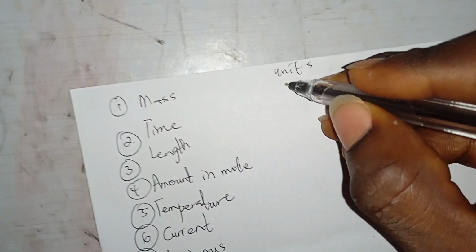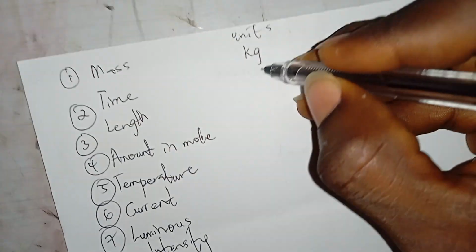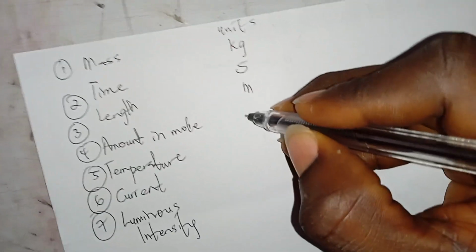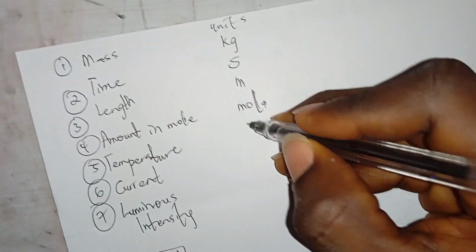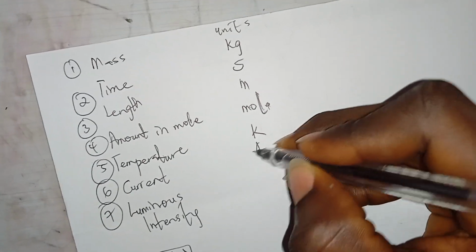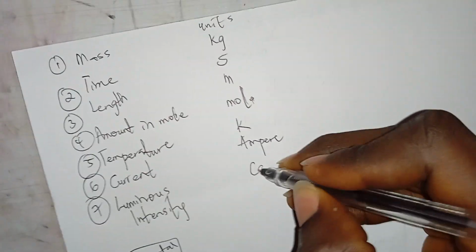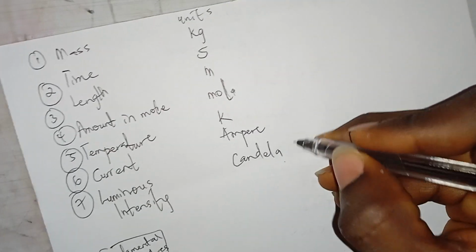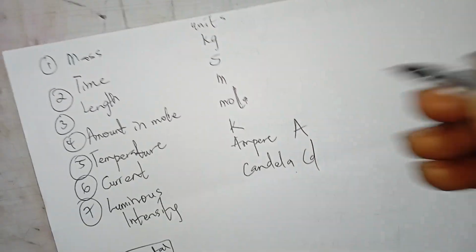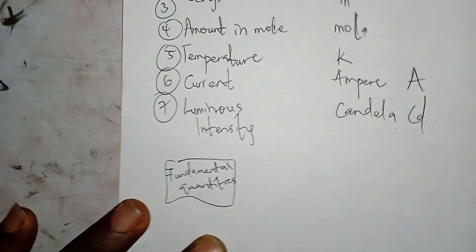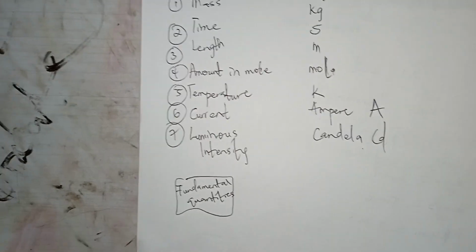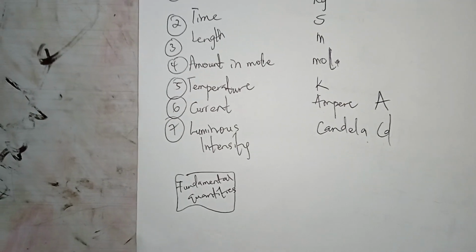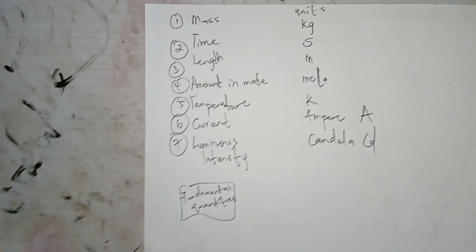Now the units. You need to know about the units. The unit of mass is kg, kilogram. Time is seconds. Length is meter. Amount in mole is mole, just mol. Temperature is degree Kelvin. Current is ampere, represented as A. Luminous intensity is candela, represented as cd. So once you've come to know this, you're good to go.